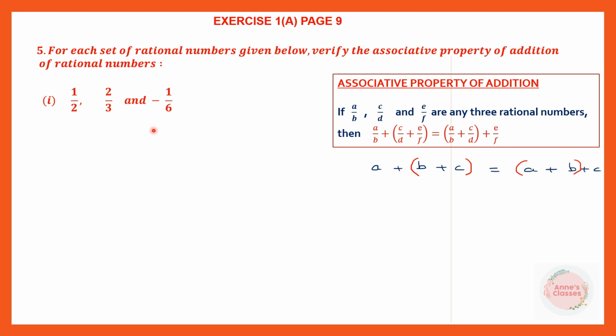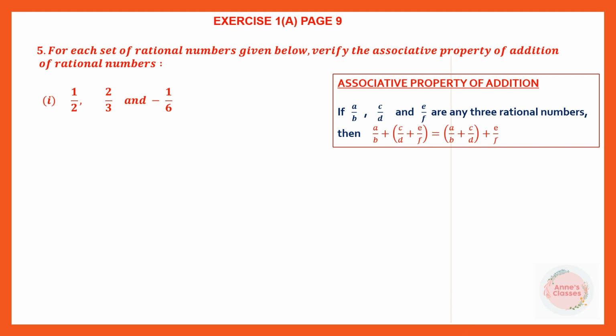This is the first set of rational numbers given to us. We are going to verify the associative property. So we're going to put it in this form, and then we're going to have a left-hand side and a right-hand side. And we're going to prove that even if you change the order of the groups, your answer is still going to be the same. So the first thing that we're going to do is write these three rational numbers in this form.